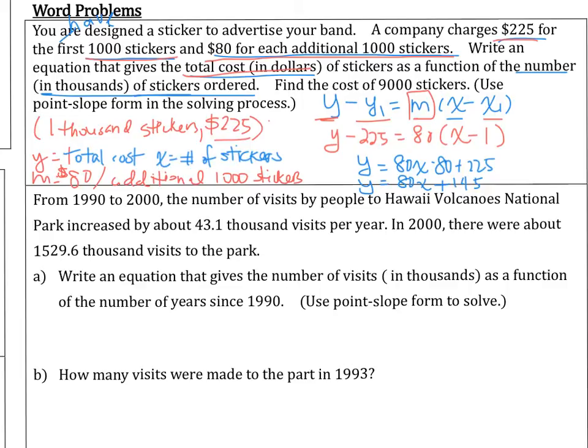And now, lastly, it says find the cost of 9,000 stickers. So I can simply take this equation here and substitute in 9. Recall that I didn't use the zeros when I substituted 1 here, so I could just simply use 9, plus 145. After multiplying 80 by 9, which is 720, and adding that to 145, it gives you $865. So I'm going to write the final answer here. This will be for 9,000 stickers. So again, the equation will be y equals 80x plus 145, and 865 for 9,000 stickers.